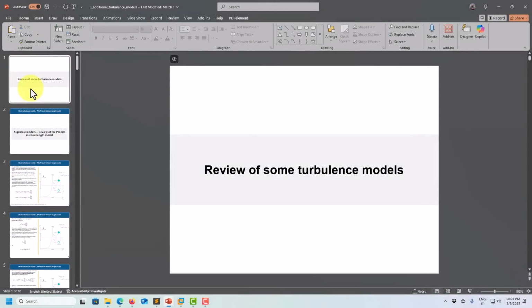So now, in the previous video we studied the standard K-Epsilon. Let's move to the two other variants of the standard K-Epsilon: the K-Epsilon RNG and the Realizable K-Epsilon. Okay, so we move to slide 3 of the deck.